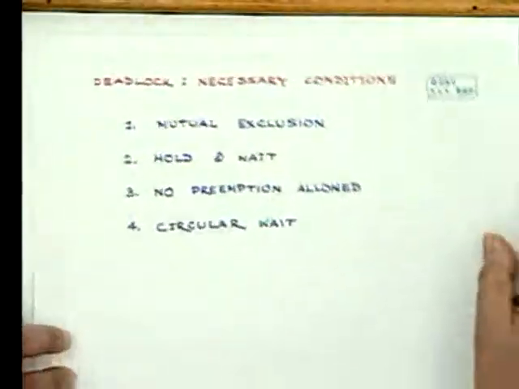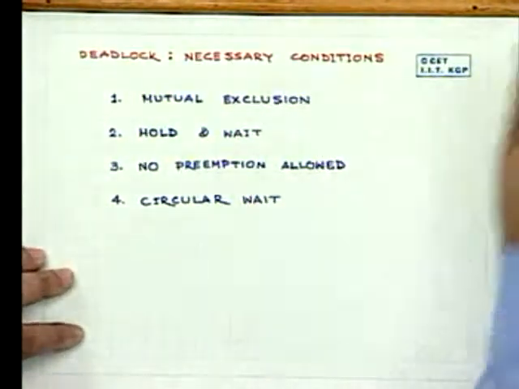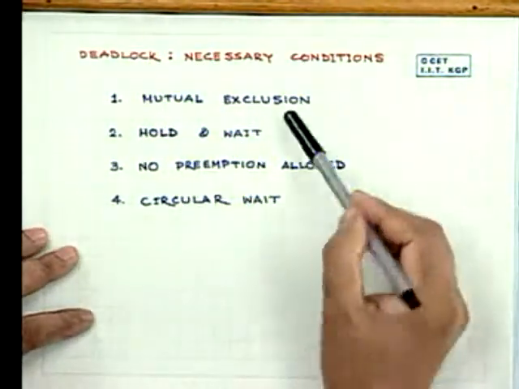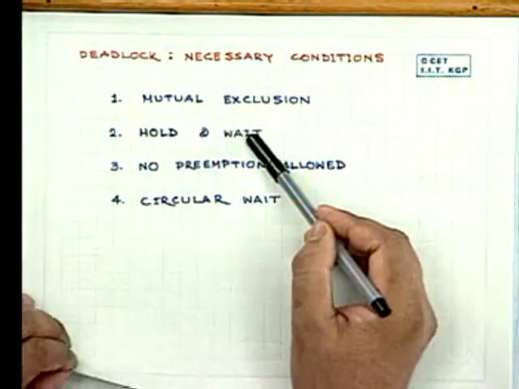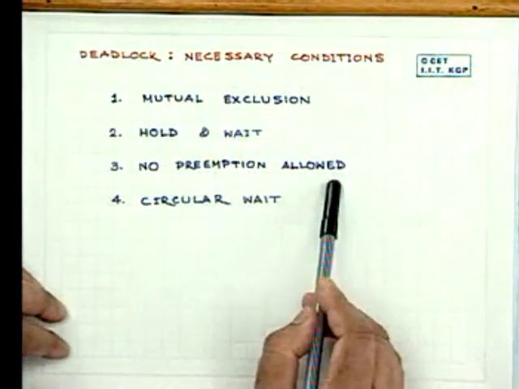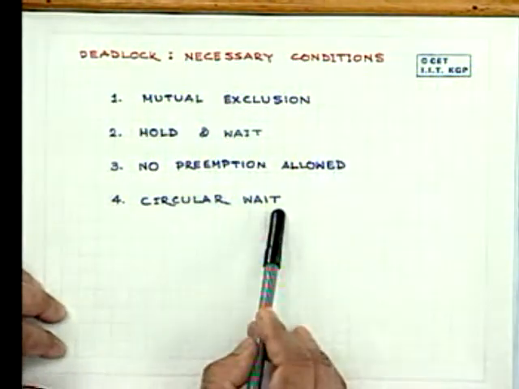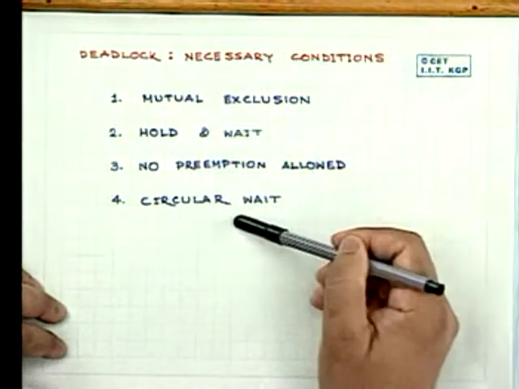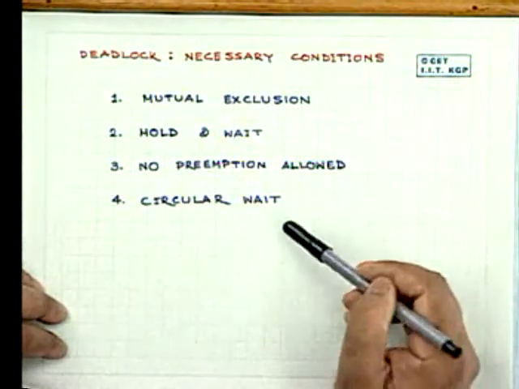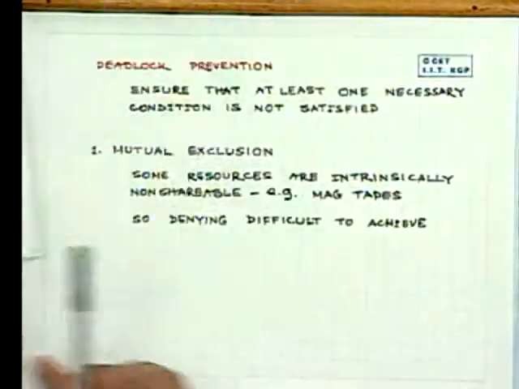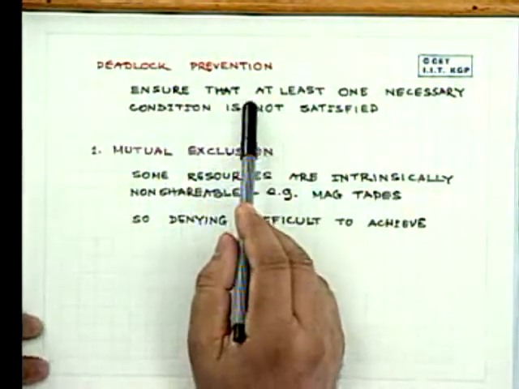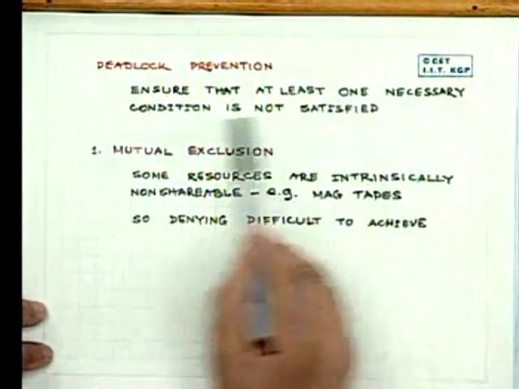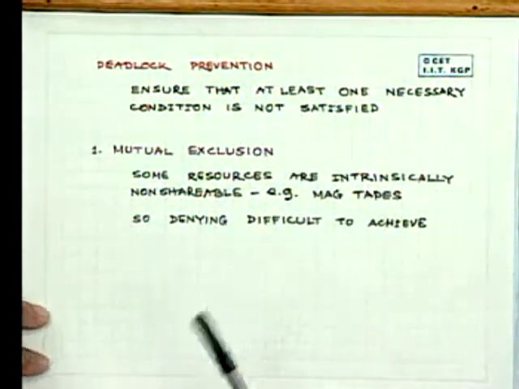Sorry, these are the 4 necessary conditions. One is mutual exclusion, hold and wait, no preemption allowed, and circular wait. These are the necessary conditions, all of which must simultaneously hold. Now, to prevent deadlock, we ensure that at least one necessary condition is not satisfied. Let us go one by one.